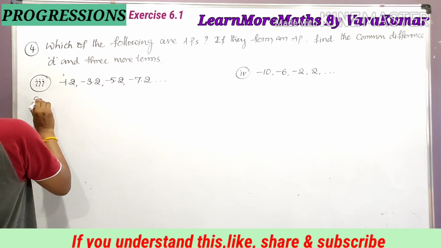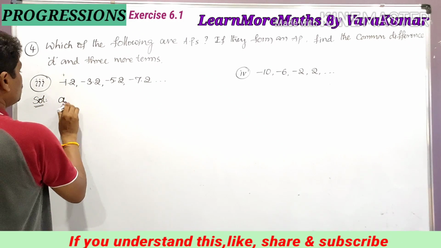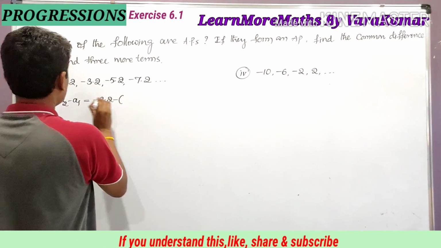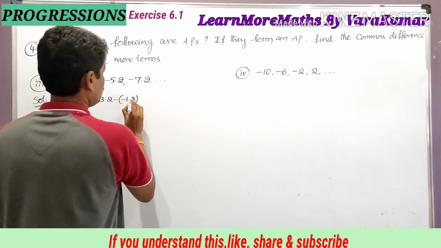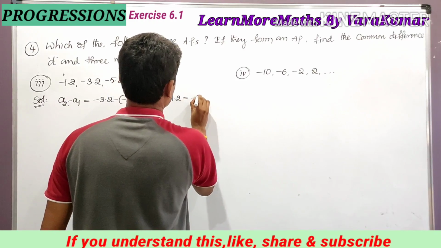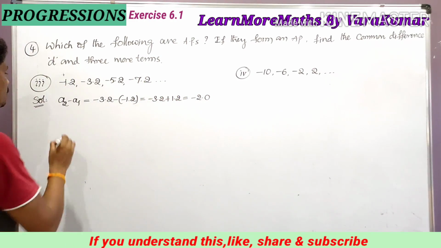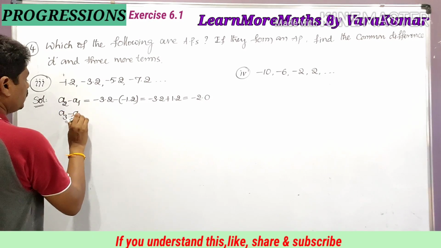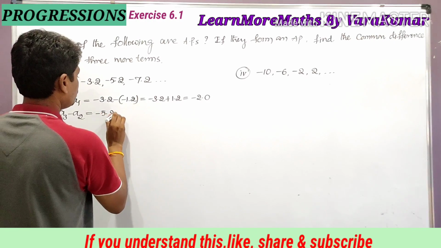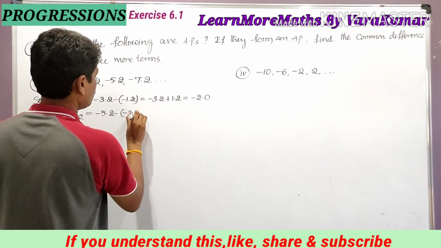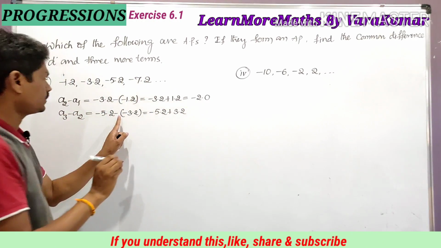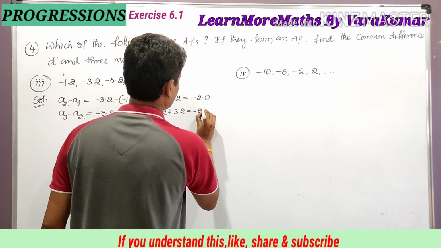So solution, how can we find? See, student, first you have to find the common difference. A2 minus A1 is equal to, so A2 is minus 3.2 minus A1 is minus 1.2. So that is minus 3.2 plus 1.2, it becomes minus 2.0. So in the same way, you have to find A3 minus A2 is equal to A3, that is minus 5.2 minus A2 is minus 3.2, it becomes minus 5.2 plus 3.2. So minus into minus plus, again it is also minus 2.0.